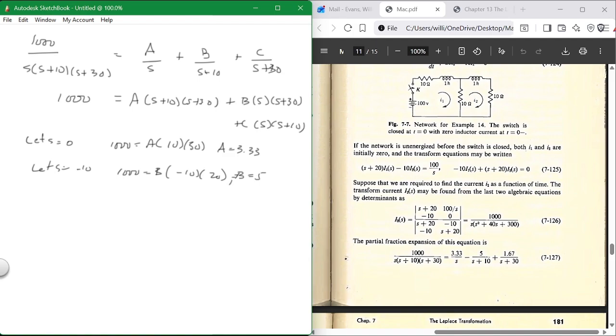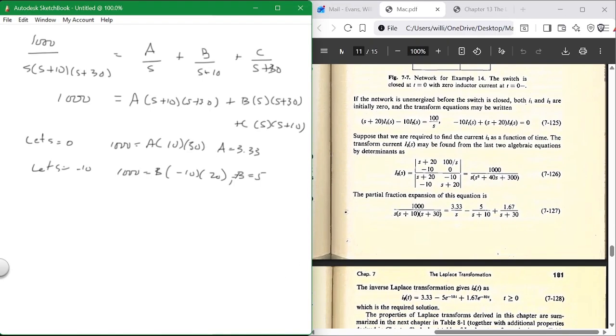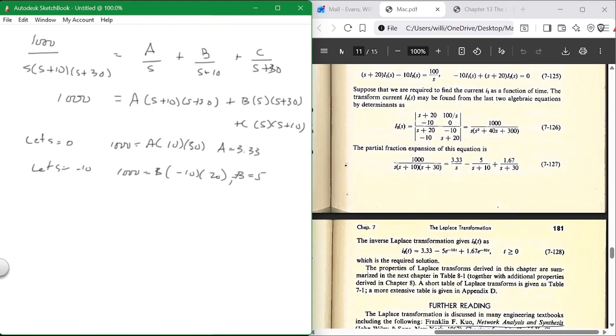Everybody see that? This one's easy. This one is not bad. And C you can find the same way, and you're done. So sometimes they just fall in your lap. All right? You're done.